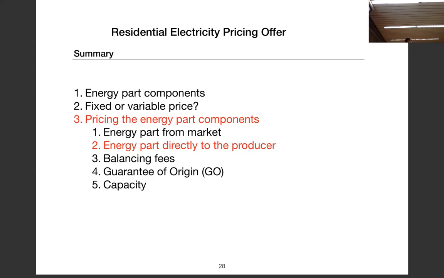We don't need to have a smart meter for the variable price? No, not at all. Because the old ones? Yeah, sure. Yes, because the DSO knows the quantity of energy that is going through the pipes for gas or through the grid for electricity.